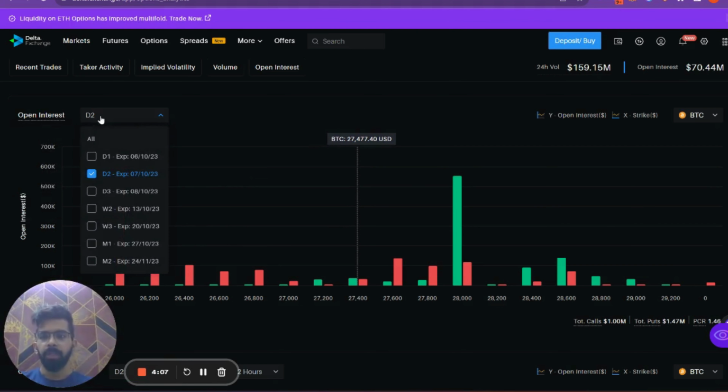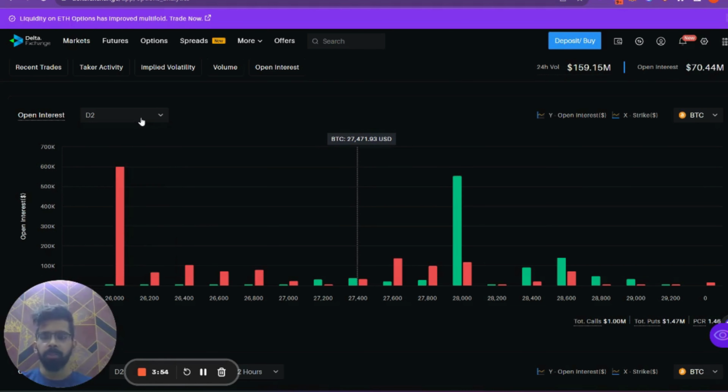So here you can select the expiries which you want to see the options open interest data for. I have taken the D2, which is the second daily expiry available from today, that is on the 7th of October. Delta Exchange offers you 3 daily expiries and between 2 to 4 weekly expiries along with 2 monthly expiries, so roughly between 7 to 10 expiries to trade at any particular time. You can also select the asset from ETH or BTC from this drop down.